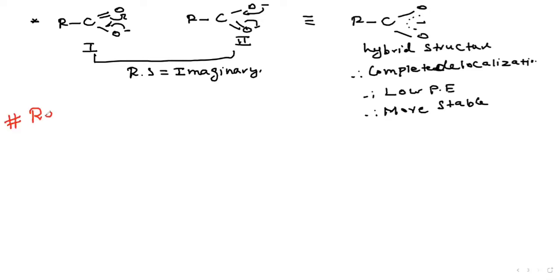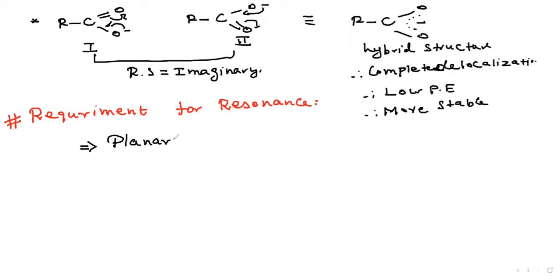Note this down, the requirement for resonance. What is the first requirement? Please note: the planarity of the molecule, very important. What is planarity? It should be sp2 carbon or sp carbon. When the molecule possesses planarity, it should be a conjugated system, right? Second point: it should be a conjugated system.